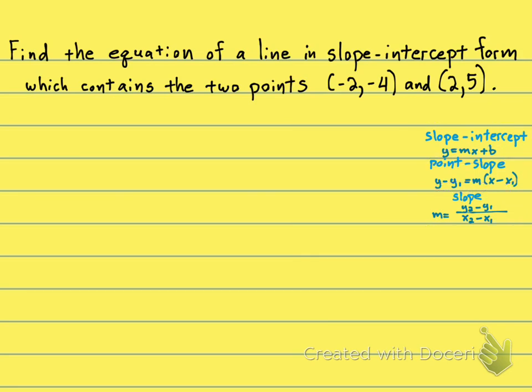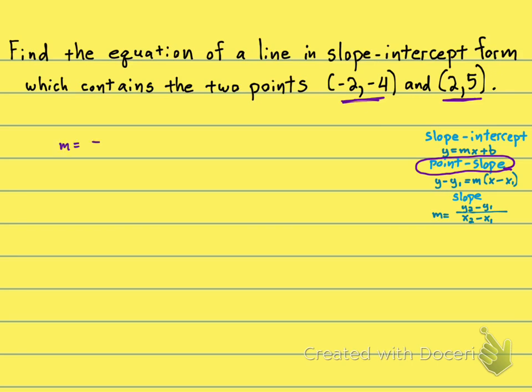So in order to use either one of the two on the top, we need to know the slope. So that's the first thing we're going to do. Once we have the slope, we already have a point. We actually have 2 points, and we're going to use point-slope formula. So let's find the slope first.